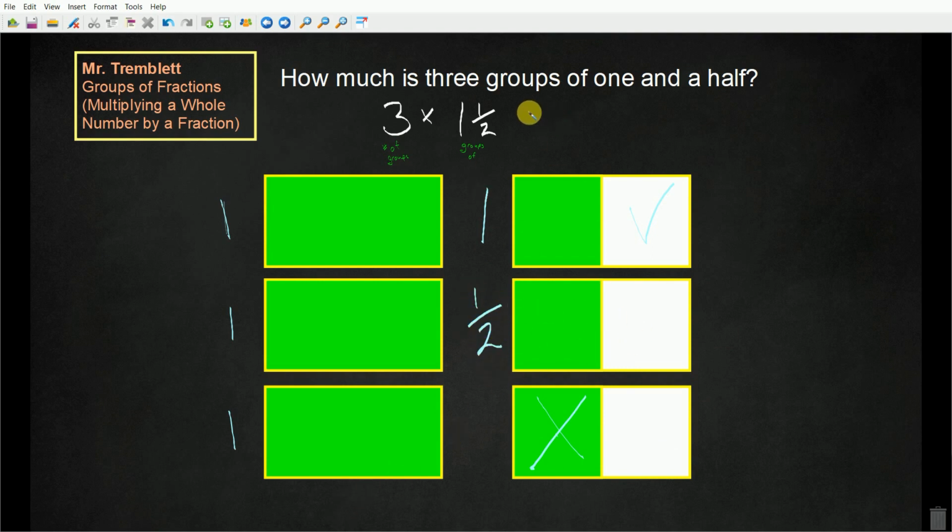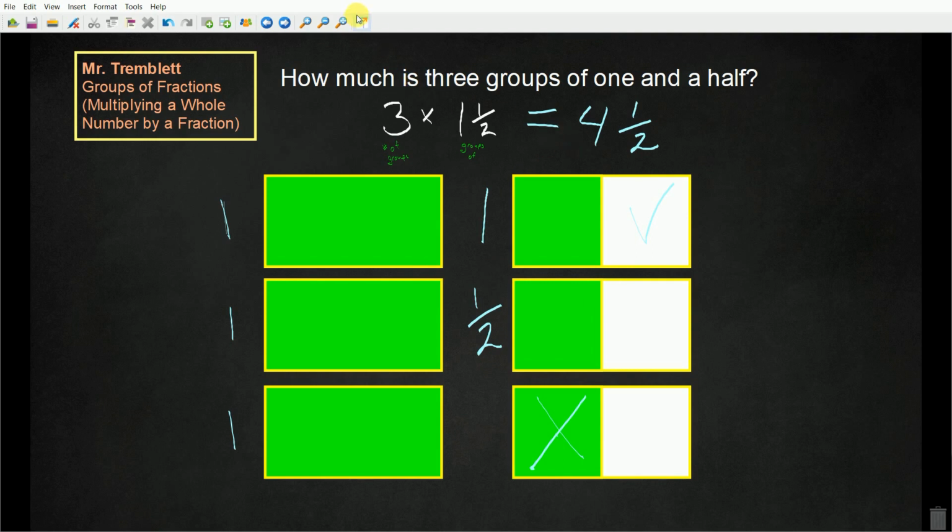So for my answer, what is it worth? 1, 2, 3, 4 full rectangles, because remember this one is shaded, I moved this piece up. So that's 4 full rectangles and then half of another. So 3 groups of 1.5 is 4.5 full things. You could count out halves, cut it in halves. There are other ways to do this question, but this is just a nice, quick, simple model. And eventually you get used to it, you probably do it in your head.